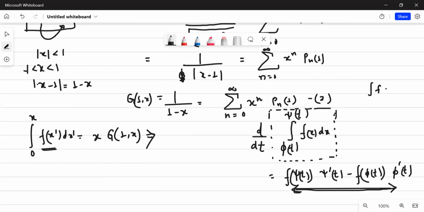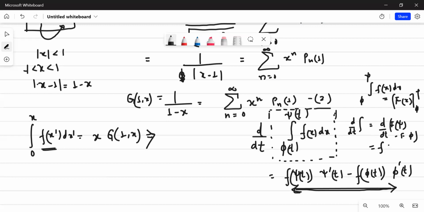Let's say in my f(x) dx, the primitive or integral is capital F(x), and let's say the lower limit is phi and the upper limit is psi. Then it will be equal to capital F evaluated between lower limit phi and upper limit psi. So if you differentiate this integral, it is equivalent to differentiating capital F(psi) minus capital F(phi). So d by dt of capital F will again give you small f, small f(psi), and then the derivative of psi, psi dash t, minus small f(phi) times phi dash t. Is that clear?